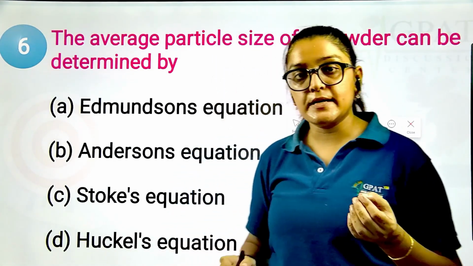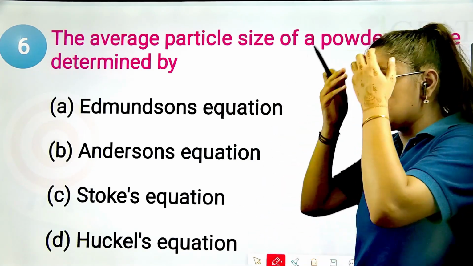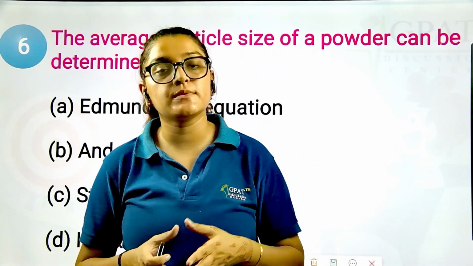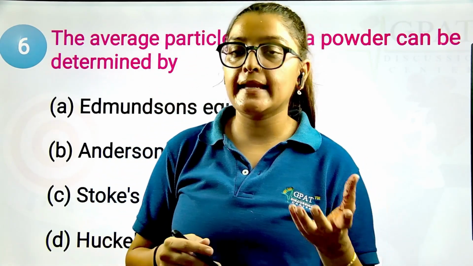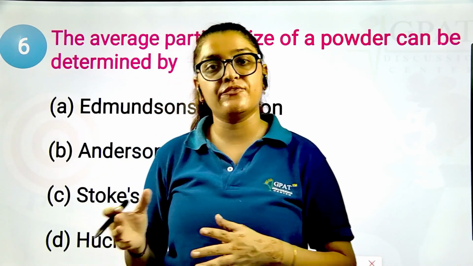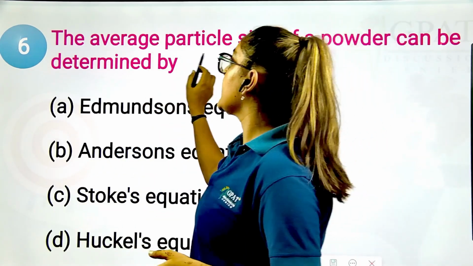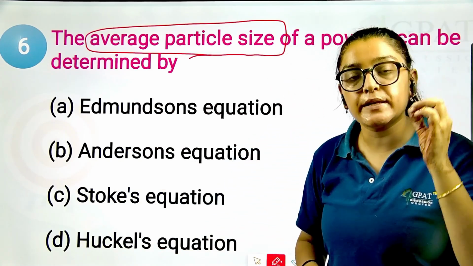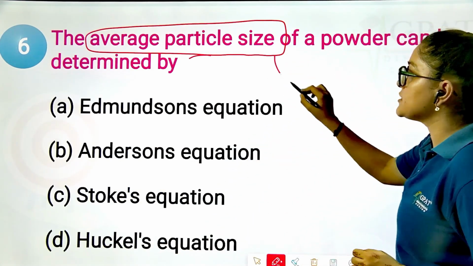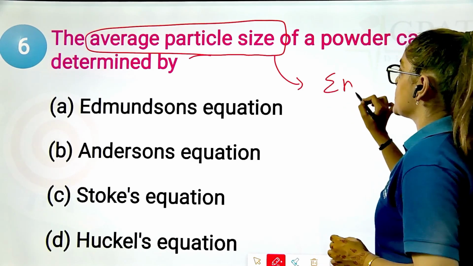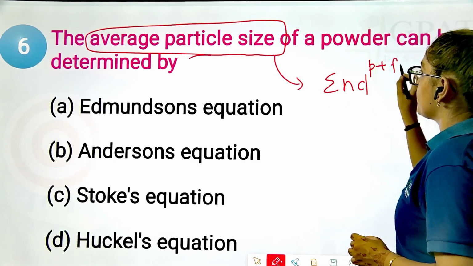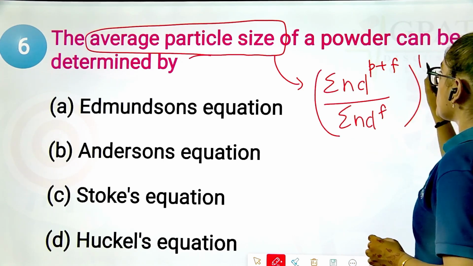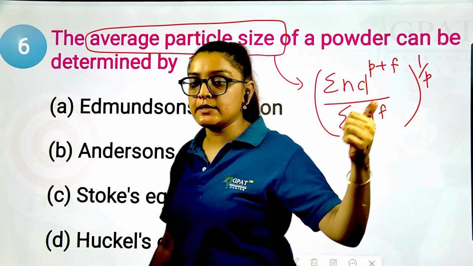So in micromeritics, it is very obvious that it is for the determination of particle size. We have four techniques: the sedimentation method, the sieving method, the microscopy technique, as well as the Coulter counter method specifically for the particle volume. But for calculating the average particle size, there is a simple equation that was asked in GPAT 2023 also. The average particle size is calculated as summation nd(p + f) upon summation ndf, raised to the power 1 upon p. So now it is on you to guess which equation it is.